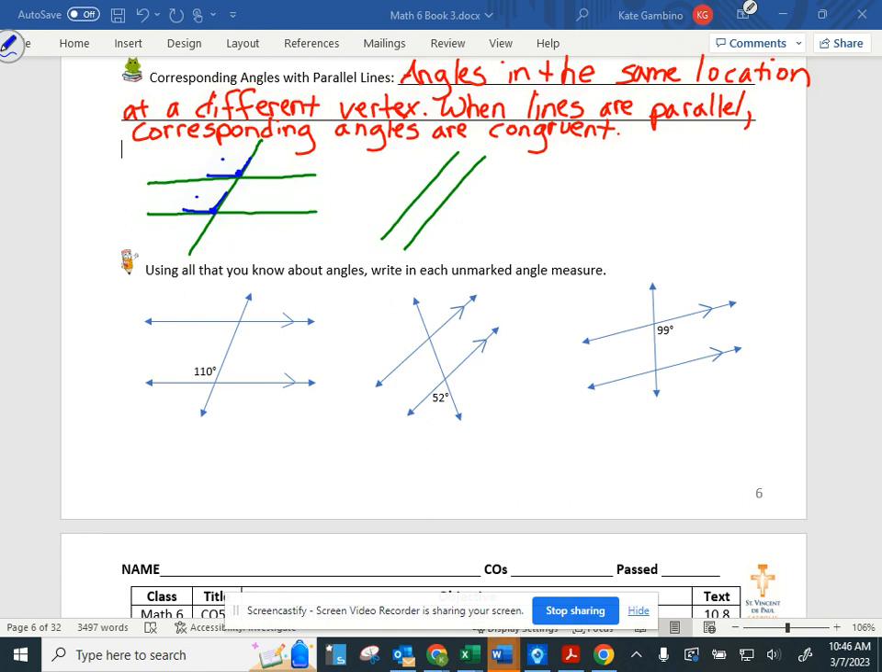Then it says corresponding angles are congruent. What does that mean if they are congruent? We just talked about that word congruent. What does it mean, JT? They're the same measurement. So this angle is going to measure the same as this angle. They are congruent. So if we said this angle was 110 degrees, this angle would be 110 degrees. They are congruent, they're the same. So if they are corresponding angles on parallel lines, they're going to be congruent, the same measurement.